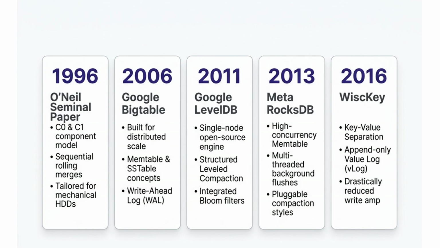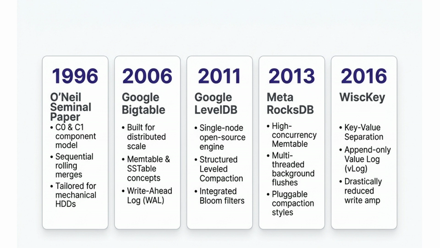Since we know we can't write randomly to the hard drive without killing our performance, the engineers realized they had to intercept the data before it ever touched the physical disk. And that realization is the core brilliance of the LSM-Tree. The paper proposed dividing the database into two distinct cooperative parts. They called them the C0 component and the C1 component. Okay, C0 and C1. Let's break those down.